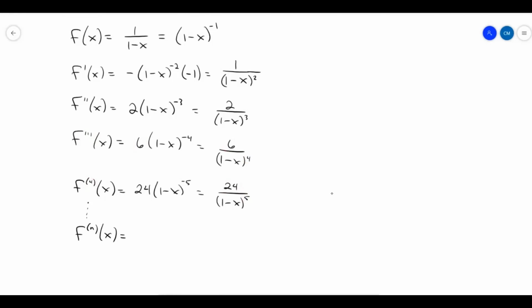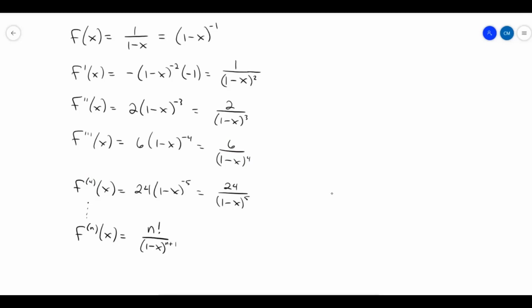So what is the formula then? In the numerator, it seems that the derivative that I'm on matches the factorial that's showing up, right? So I should see n factorial here. In the denominator, I see that the power is actually 1 higher than the derivative that I'm on, right? And so I should see n plus 1 for the power on that exponent. Okay, everybody see that? Right, n plus 1, exactly.